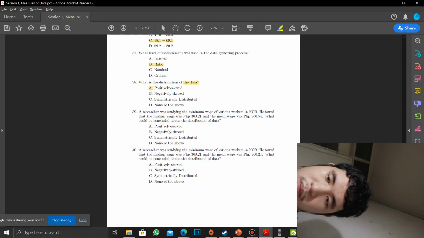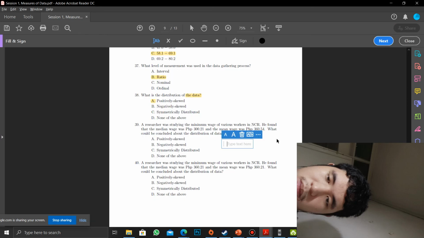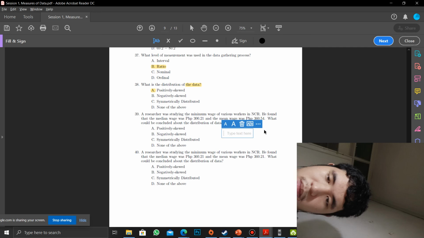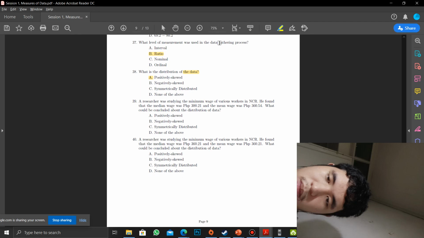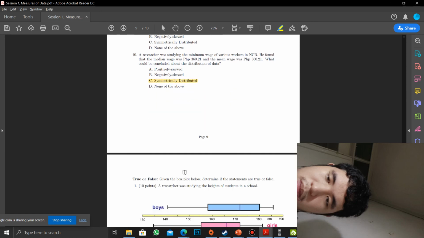Okay, ito. Compare the median and mean. Since the mean is greater than the median, it must mean that our distribution is positively skewed. Tandaan nyo yan, pag baliktad, negatively skewed. Nasa PowerPoint kayo, no? Ito, equal yung median tsaka mean. Pag ganon, symmetrically distributed. Okay?